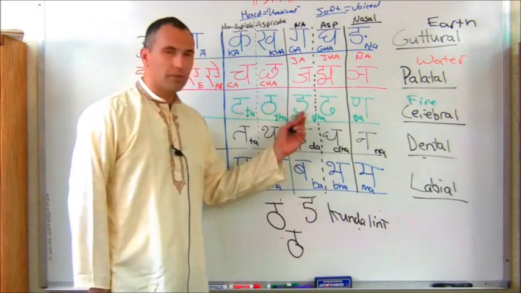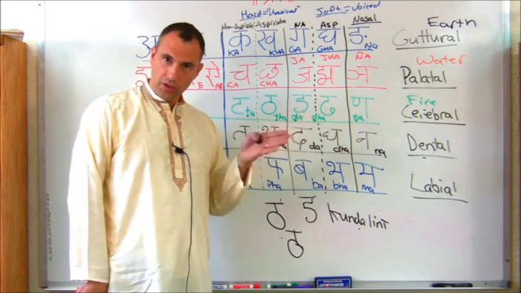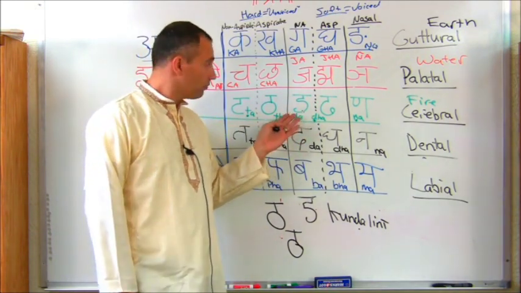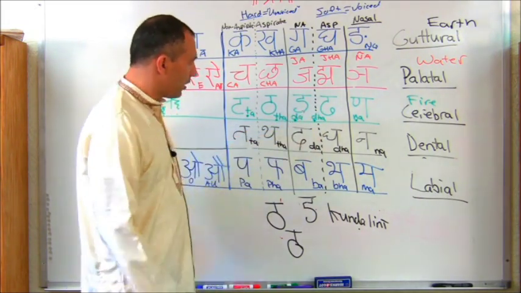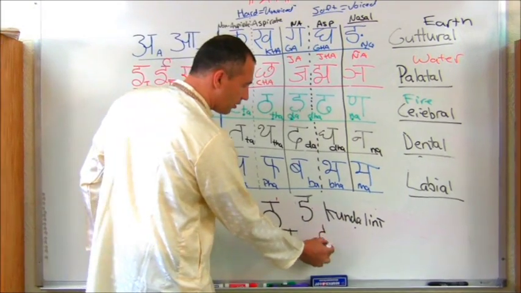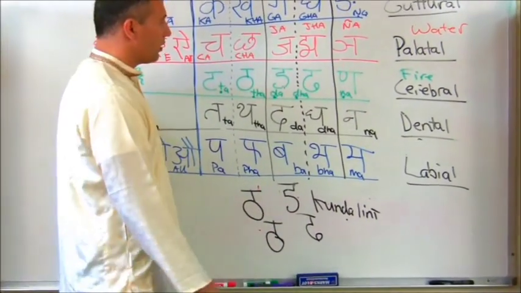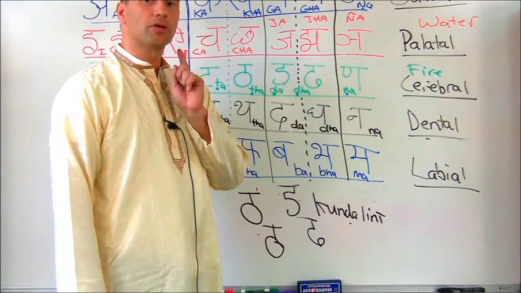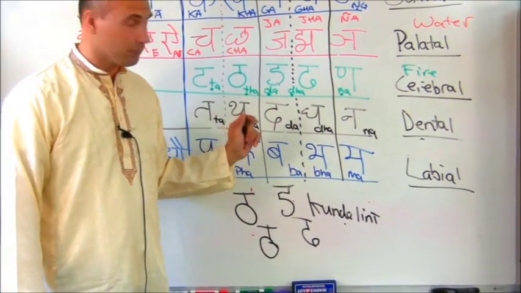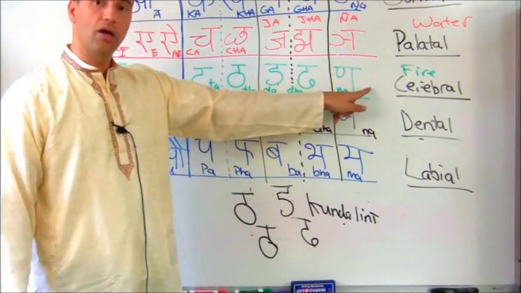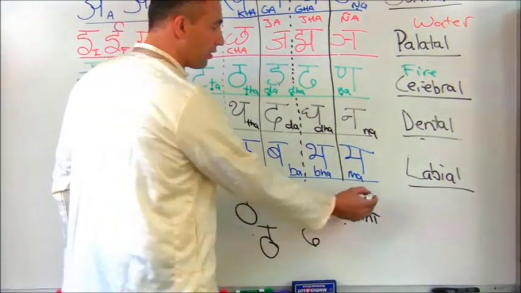All right, and probably my handwriting is not the best. You can see in the font in your book, it's a little different. Okay, ta, ta, da. Here's the letter da. Okay, again, this is a cerebral da, not to be confused with what's coming up, the dental da. Okay, ta, ta, da, da, and na, na. Very common letter.